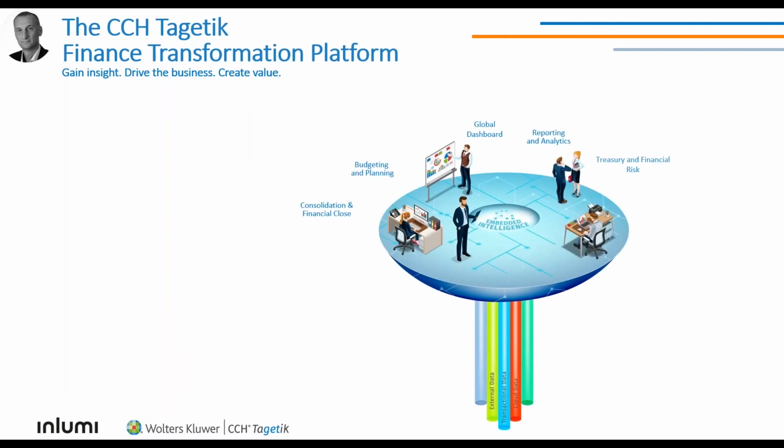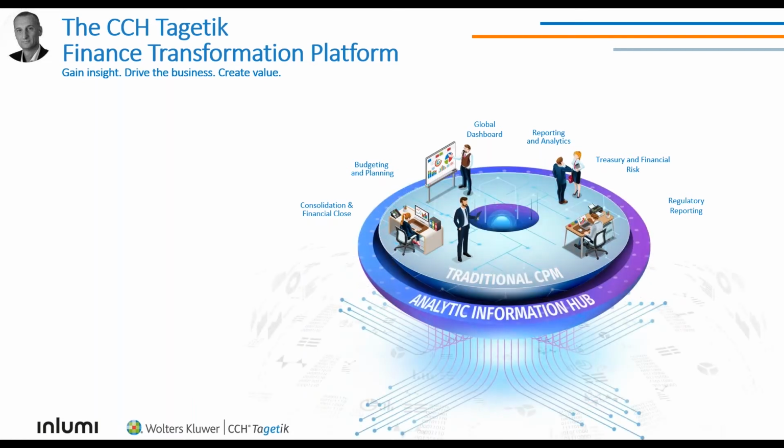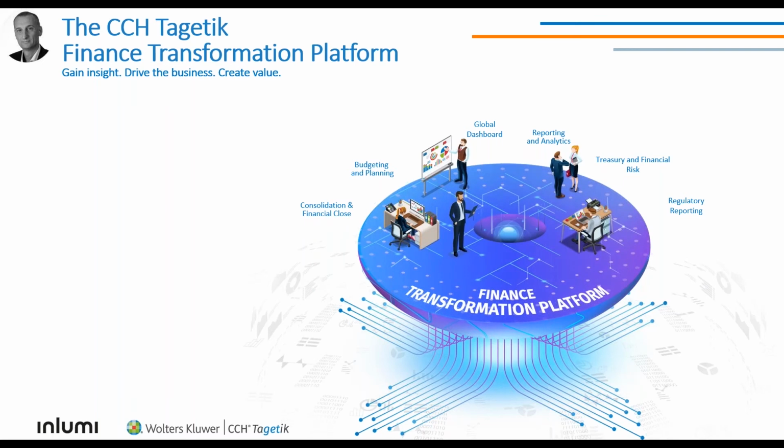So when we look at our platform, we can talk about the traditional CPM, what we are already doing for years and years to support your consolidation, financial close process, budgeting, dashboarding, and reporting from a central platform. 2 years ago, we started to integrate our analytical information into that traditional platform. With the Analytical Information Hub, we can extend to build applications that contain much more detailed data than ever before. So with this combination of traditional CPM and the Analytical Information Hub, we deliver a finance transformation platform.